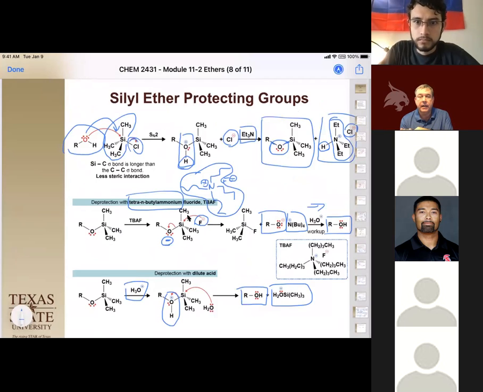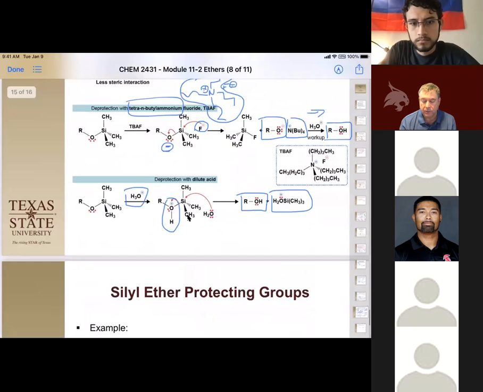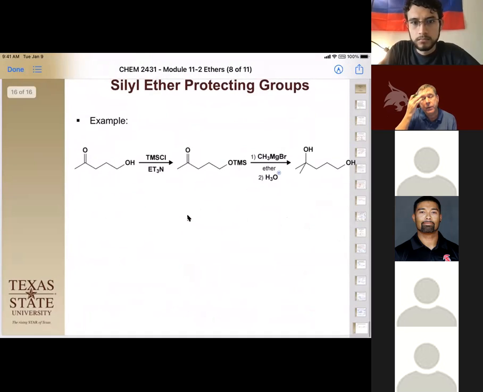Okay, so we see how to make the ether. Use the silyl ether, the silicon protected ether, using our SN2 reaction and a little bit of base, and we clip it off with fluoride ion or acid. So base to make it, it's stable to a lot of nucleophiles, and then we hit it with fluoride or acid, and we can deprotect it. Okay, so why would you want to do this?